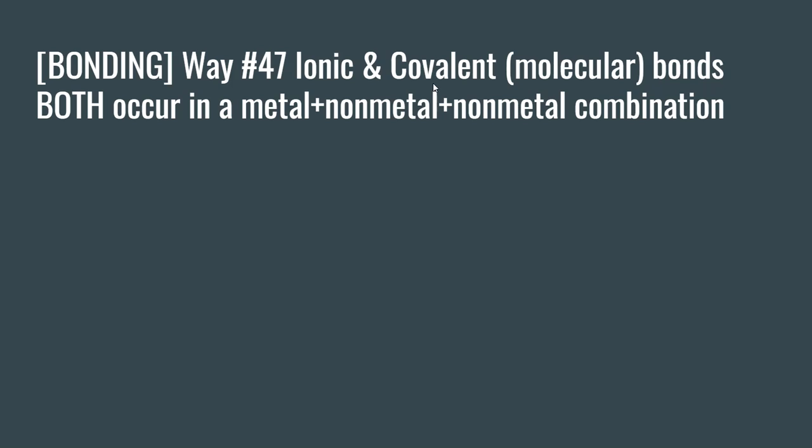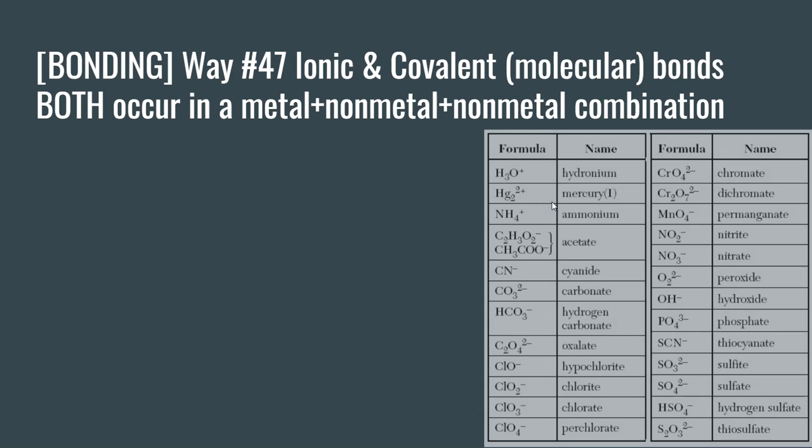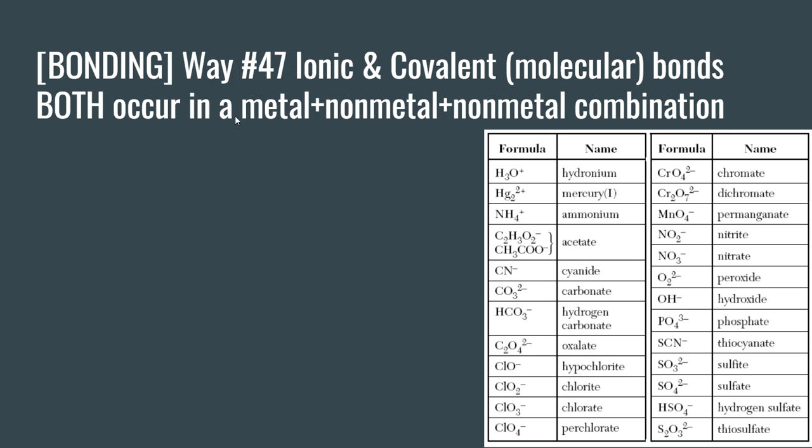Please note that covalent can also refer to molecular. Covalent and molecular mean the exact same thing. So usually the way we spot compounds that feature all three of these combinations will be something from table E. Please note that table E usually features the polyatomic ions, and most of them feature some type of nonmetal and nonmetal combination. So for example, cyanide consists of carbon and nitrogen, which are both nonmetals.